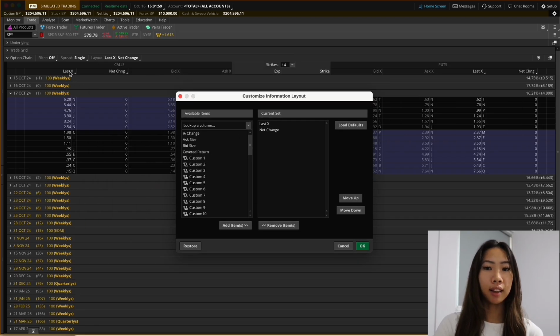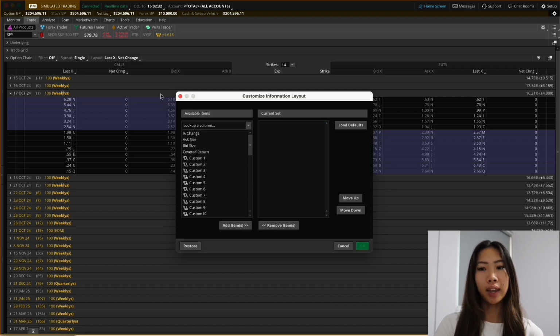So from here, you could see the last X, net change, bid, ask, and then it's the same on this side. Bid, ask, last X, net change. I don't use any of these numbers. The only thing I need to use are delta and theta. We can get rid of all of this. So here, all I would do is drag it to the left side. You can see it disappears. For this one, click on it and drag it to the left. That is how you remove it from this list.